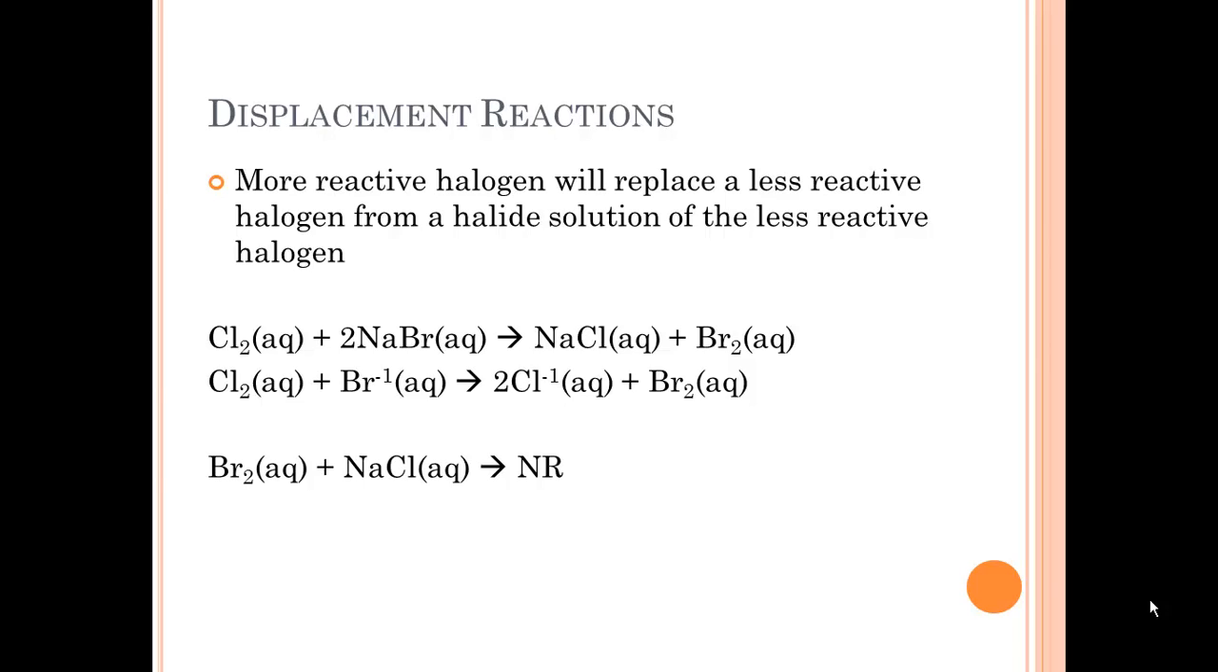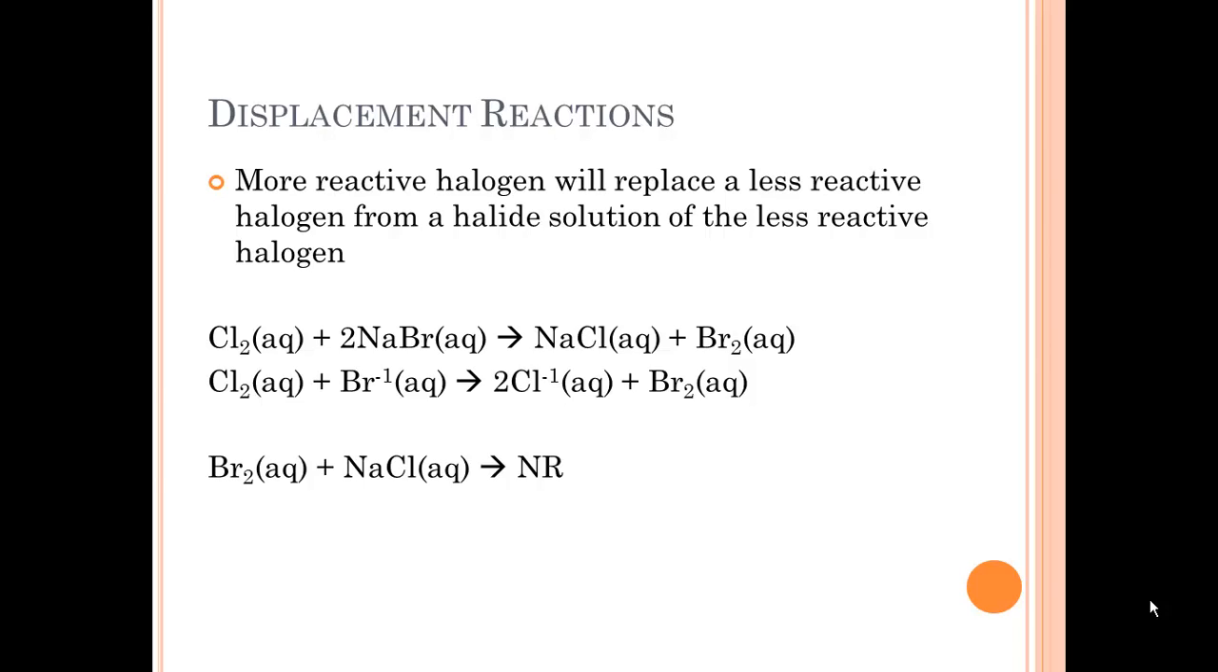Alright, a more reactive halogen will replace a less reactive halogen from a halide solution of the less reactive halogen. Basically, it's a single replacement reaction, and the single element always needs to be the more reactive one to displace the other halogen. So for example, chlorine is more reactive than bromine, so when it reacts with sodium bromide, the chlorine kicks out the bromine, and you're left with bromine by itself.